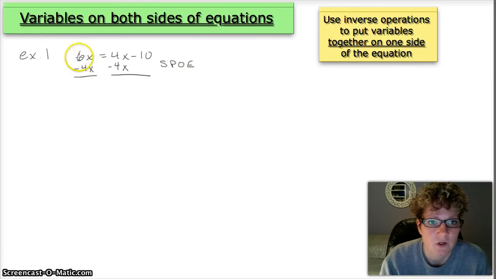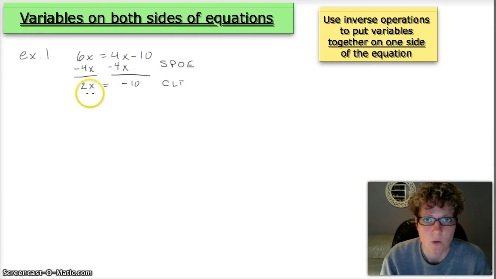The next thing I'm going to have to do is combine like terms. I have 6x, I have negative 4x, which gives me 2x on the left side of the equation. So I've just combined like terms. And then net 4x plus negative 4x is 0, and all I'm left with is negative 10 on that side. So in order to get x all by itself, I'm going to have to divide by 2.